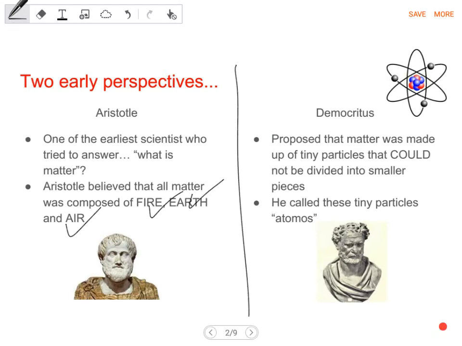Then you move on to Democritus, and I'm sorry if I pronounced that wrong. He had a very interesting idea. He said that all matter was made up of tiny particles that could not be divided into smaller pieces. Well, turns out that's pretty much correct. And as you can see, he called these by the root word for atom. So already we're on the right track towards an atom. I do like how he knew right away, or at least he hypothesized, that it was a particle that could not be divided. Let's move on.